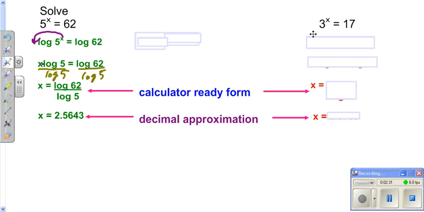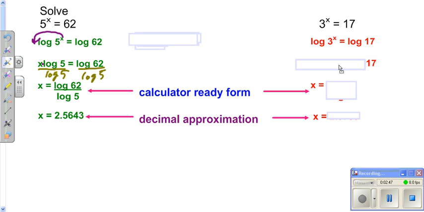Similar approach over here. There's no easy way to rewrite 17 as 3 to a power. So we're going to use a log because our variable is an exponent. So we'll apply the common log to each side. Exponent after logarithm, put our exponent down in front. Then you have it written as x times something.